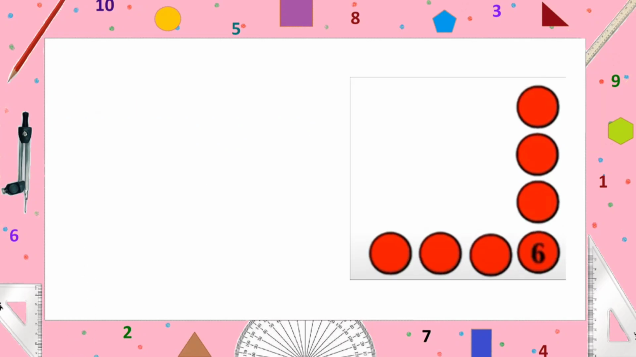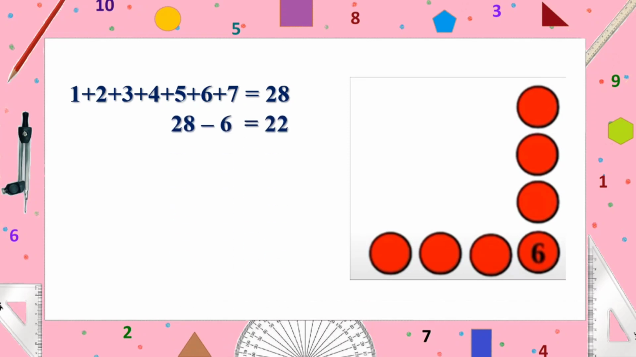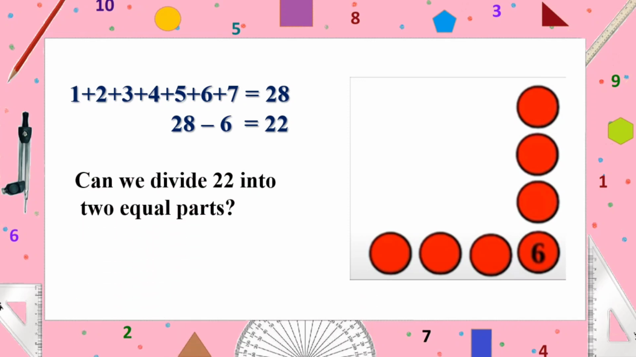6. When we take 6 on the bottom corner and we subtract 6 from 28, we will get the number 22. Can we divide 22 into 2 equal parts? Yes, we can divide 22 into 2 equal parts. When we divide 22 into 2 equal parts, we will get the number 11. And we have to arrange 11 on both sides.